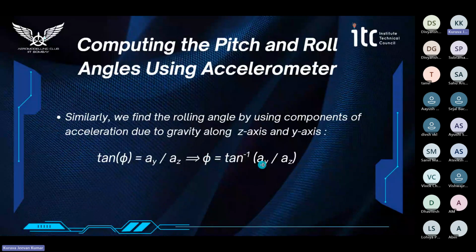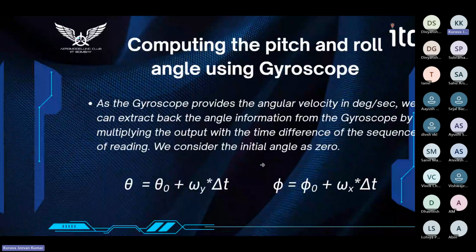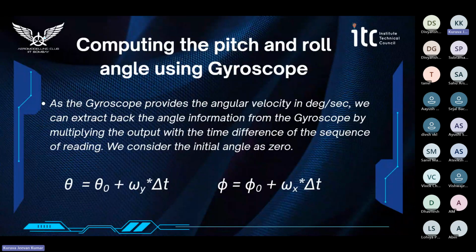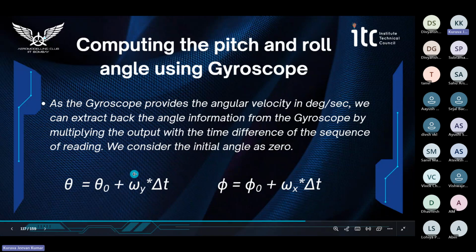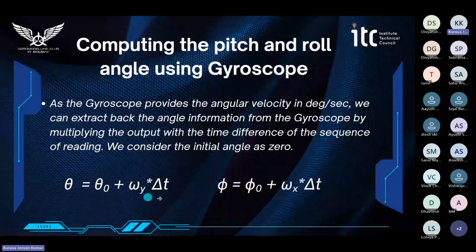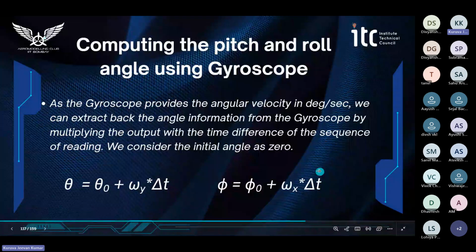So let's try to compute the pitch and roll angles using the gyroscope. Since the gyroscope provides angular velocity directly in degrees per second, we can simply multiply and get the theta value like this. The pitch angle equals theta naught, the initial pitch angle before the delta t time, plus omega, the angular velocity about the y direction, times delta t, the time lapse between the two readings. Similarly, we can find the roll angle also.